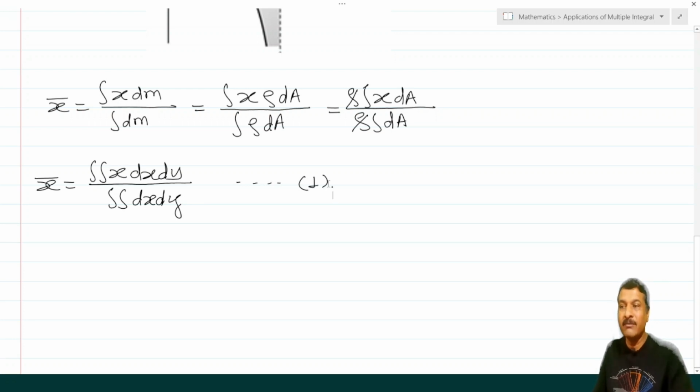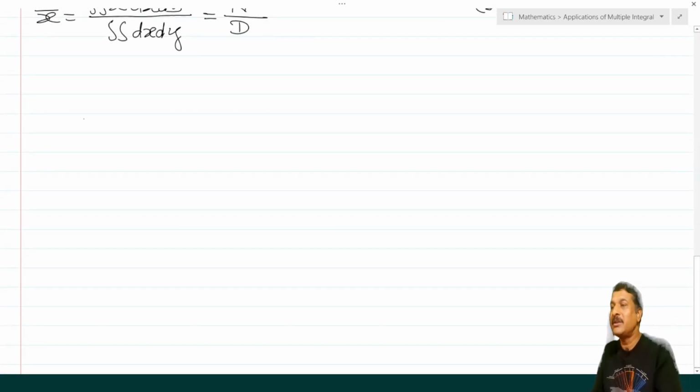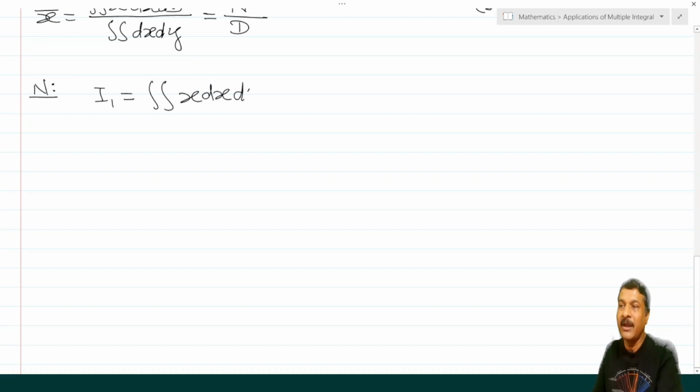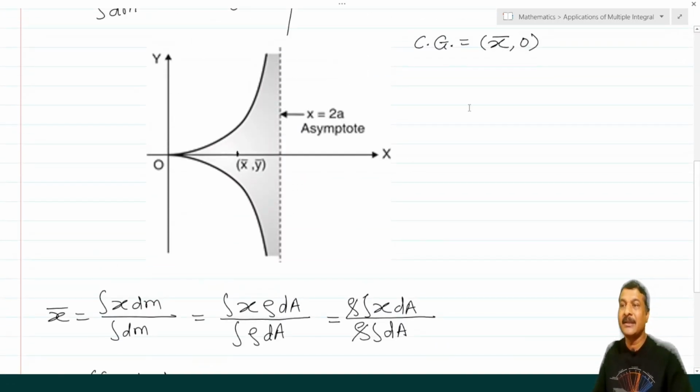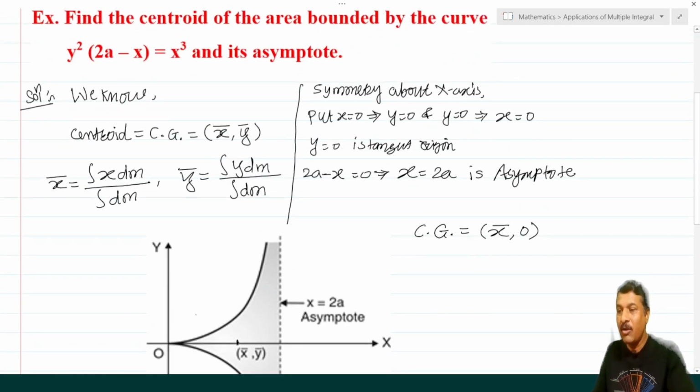So one by one we will find. Consider the numerator upon the denominator, or you can consider step 1, step 2, then put these values here. So the numerator, which I consider as I1, is the double integration of x dx dy over the area. Which area do we want? The area of this curve, y square into 2a minus x equal to x cube.